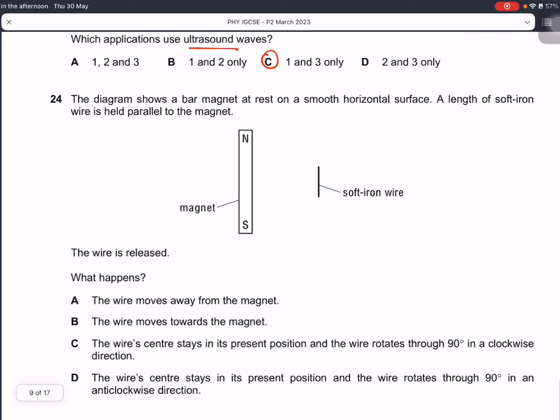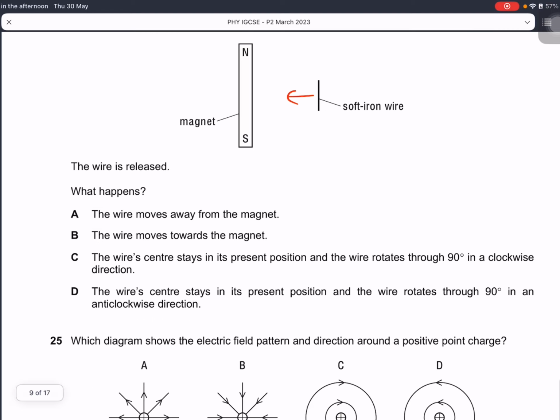Another question. The diagram shows a bar magnet at rest on a smooth horizontal surface. A length of soft iron wire is held parallel to the magnet. When the wire is released, of course, it is going to attach to the magnet, yeah? Let's see what happens. The wire moves away from the magnet? Definitely not. This is a magnet, and this is magnetic material. The wire moves towards the magnet. Exactly, it's B. The wire stays center? No, it's not that. So, it's B.